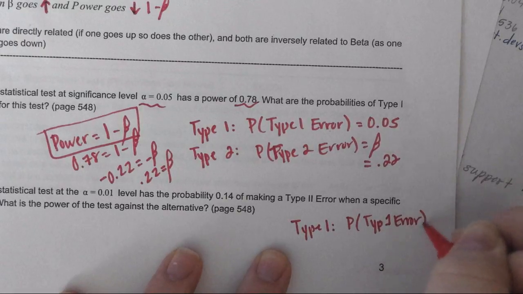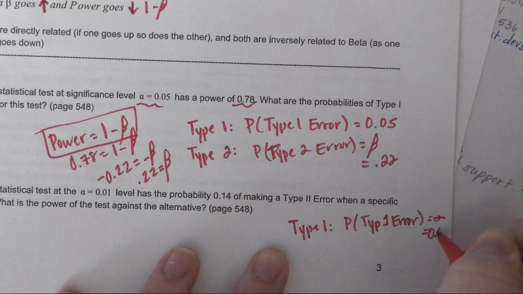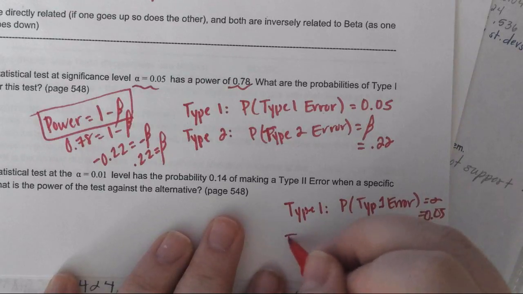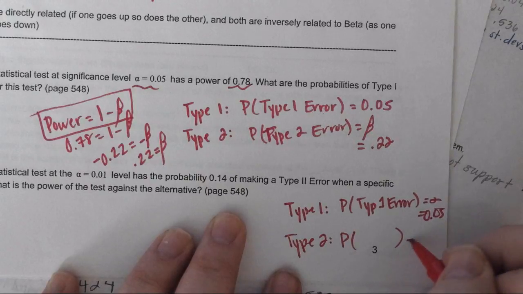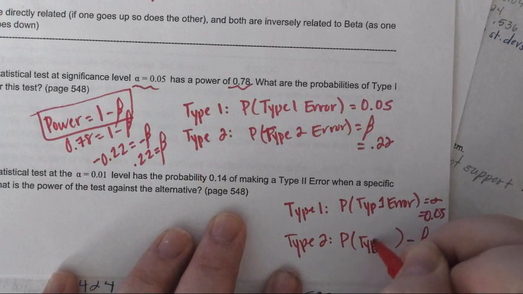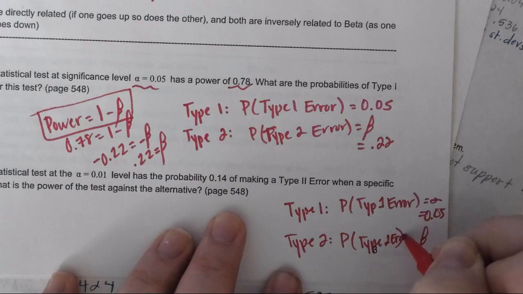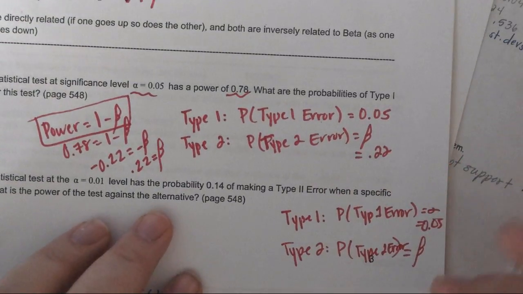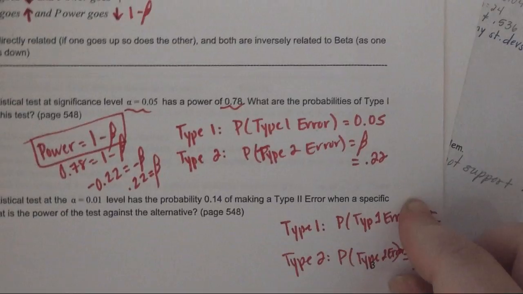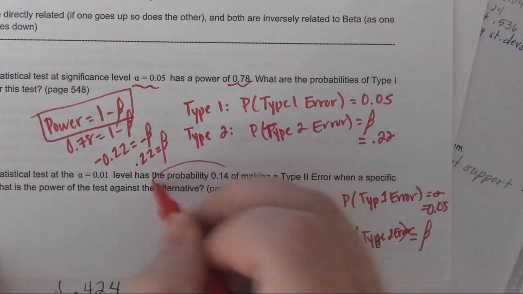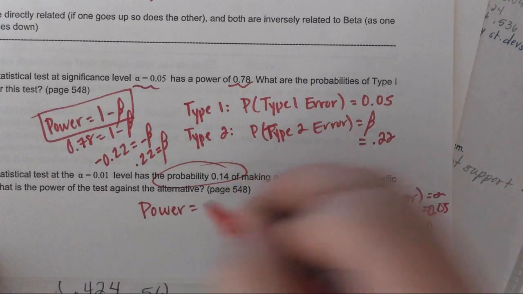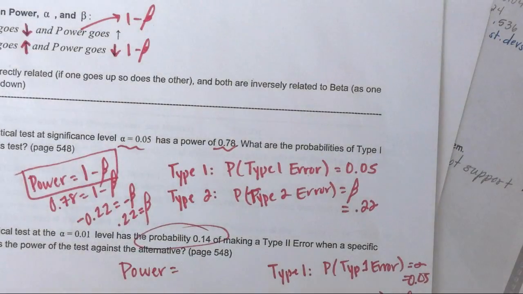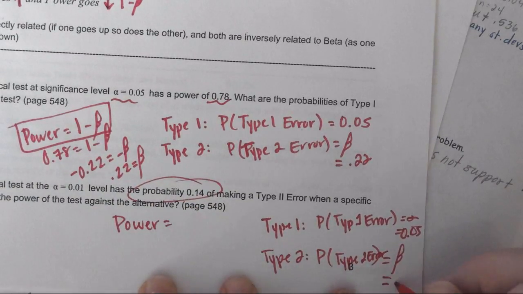They told us that one's going to be the alpha, which is 0.05, but sadly they didn't ask for that. Kenzie's already on the type 2. It's supposed to be beta. Didn't they just give us that anyway? They didn't tell us the beta. They told us the probability of making a type 2 error. It says the probability of the type 2 error is equal to beta. Oh God, yes. So this would be 0.14, yes.